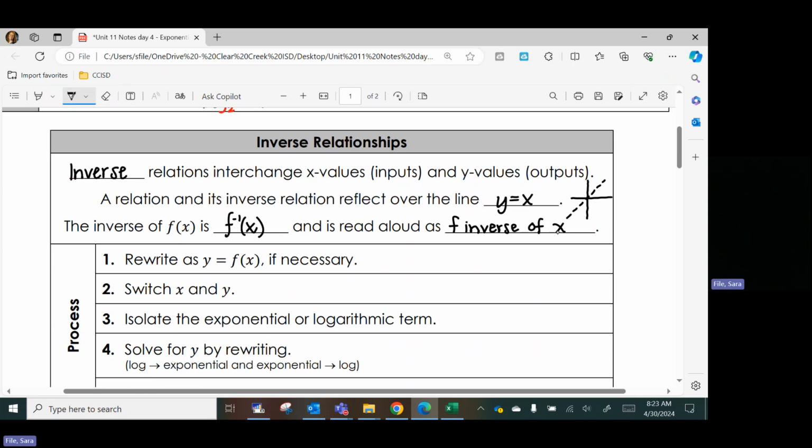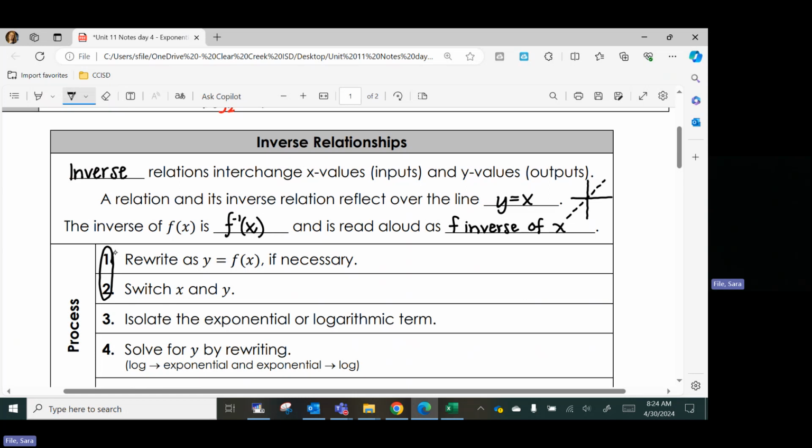This is the same process we've talked about multiple times before. To find the inverse algebraically, you replace f of x with y if you need to, if necessary. If it's already written with a y, then obviously you don't need this step. You switch the x and y. Now, oftentimes I combine these two steps into one, and you'll see what I'm talking about when we get to the examples on the back. Okay, then you isolate the term, either the exponential or the log term, whichever form it's in. You isolate that, so you get other things moved away from it to the other side.